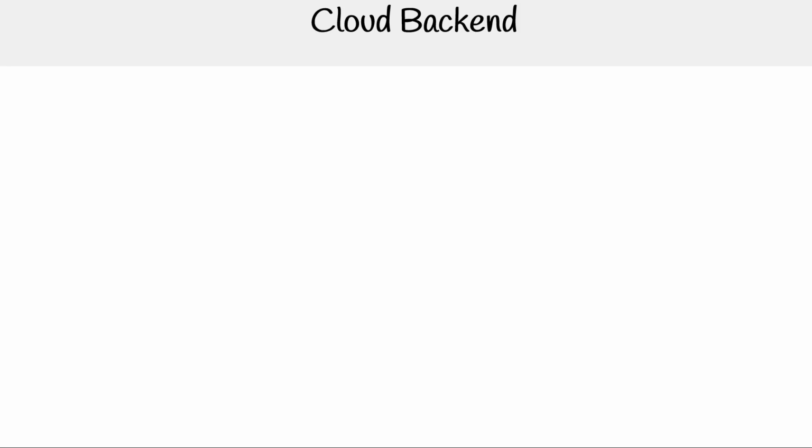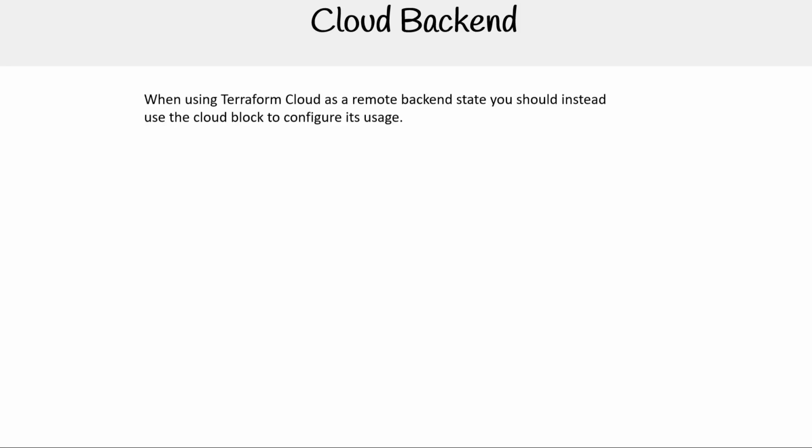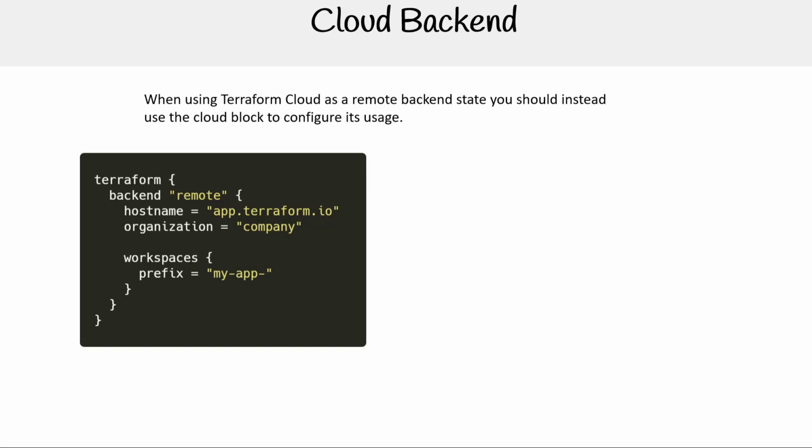All right, let's take a look at the cloud backend block. So when using Terraform Cloud as a remote backend state, you should instead use the cloud block to configure its usage. So previously, in previous Terraform versions, it would look like this. So you'd have Terraform backend remote, and the way you'd know it'd be using Terraform Cloud is that the hostname would be set as app.terraform.io.